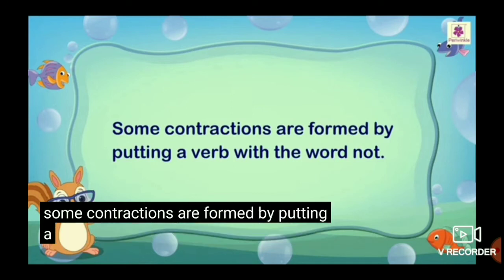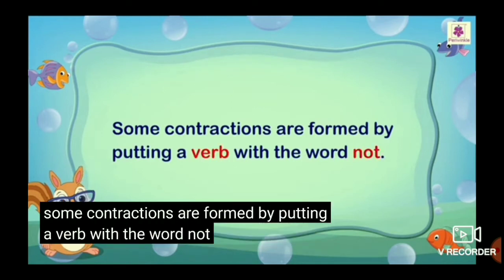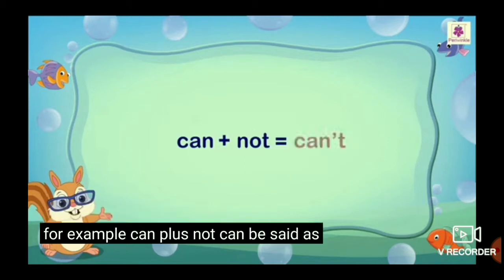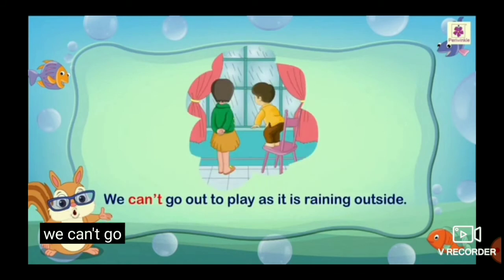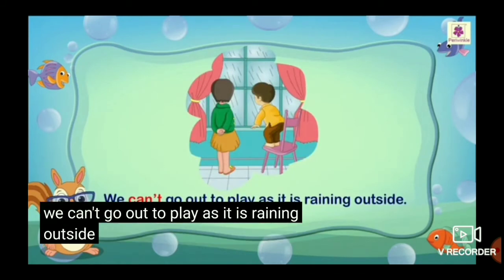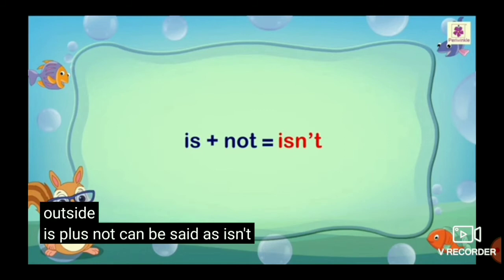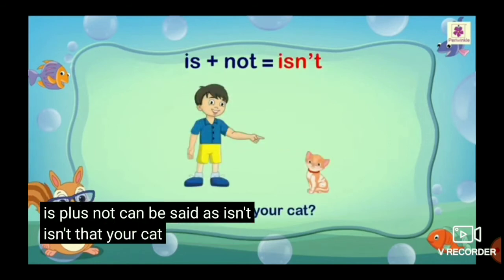Some contractions are formed by putting a verb with the word not. For example, can plus not can be said as can't. We can't go out to play as it is raining outside. Is plus not can be said as isn't. Isn't that your cat?